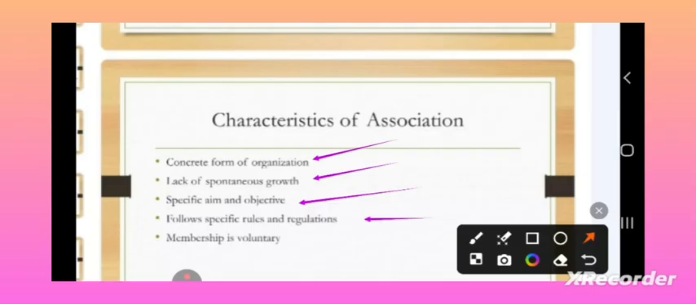Following specific rules and regulations. To achieve its specific aim effectively, an association operates according to a formal written constitution, bylaws, or rules. Membership is voluntary. Individuals are free to join or leave the association. No one is born into it, unlike a community.